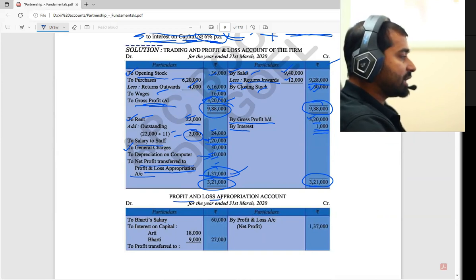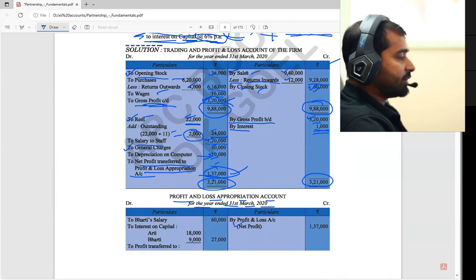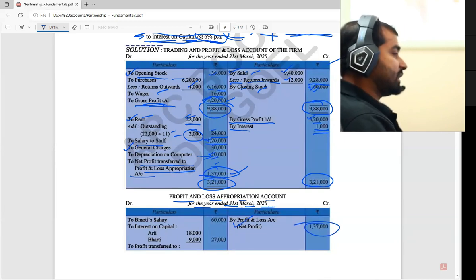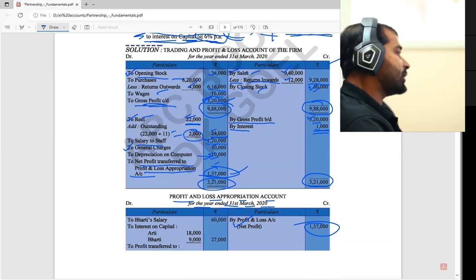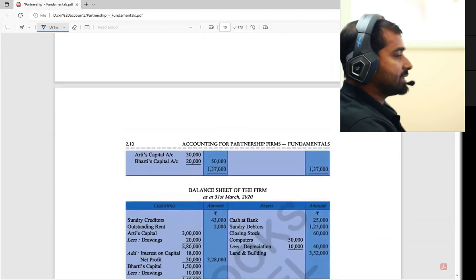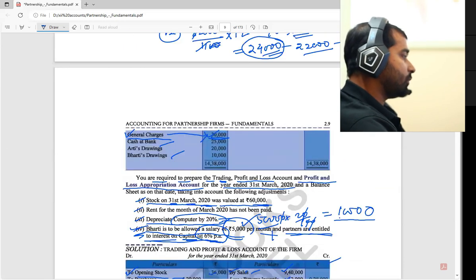Now see the profit and loss appropriation account for the year ended 31st March 2020, right? Year ended. Now the net profit we have taken is 1,37,000. So 1,37,000 profit we have, and after that the salary and any commission for Aarti and Bharti, or interest on capital and all that is given, will be taken into account. Correct or not? Now let's see point number 4.